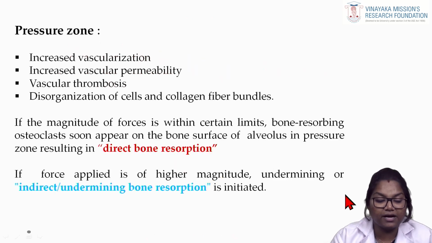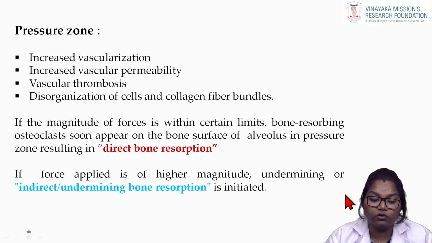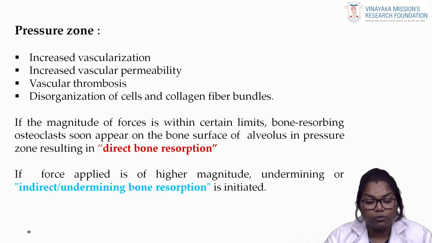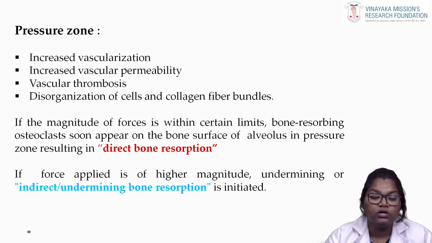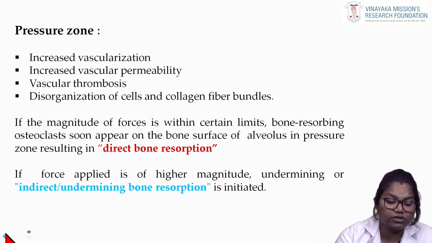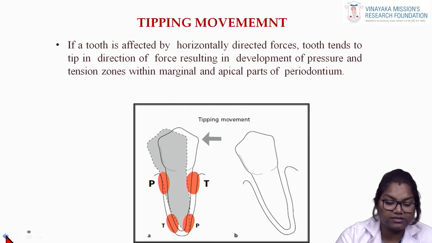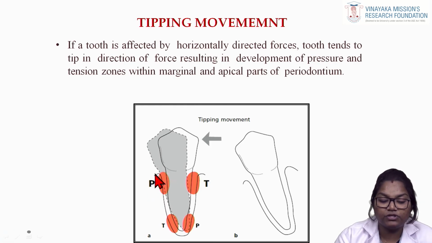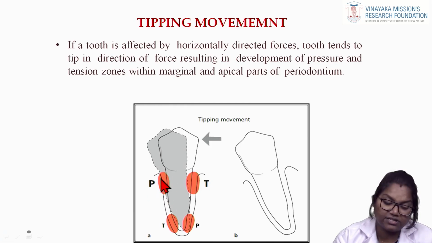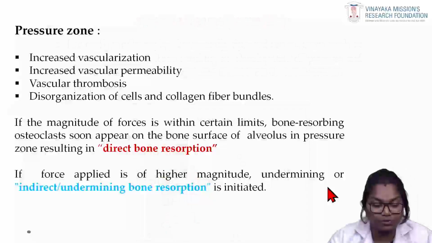the apical part. So if the magnitude of the force is within certain limits, bone resorbing osteoclasts soon appear on the bone surface of the alveolus in the pressure zone, resulting in direct bone resorption. So what we can see is because of the formation of excessive vascularization in this region as well as in this region, there is going to be formation of osteoclasts, resulting in bone resorption.